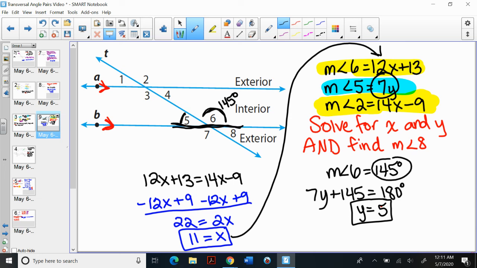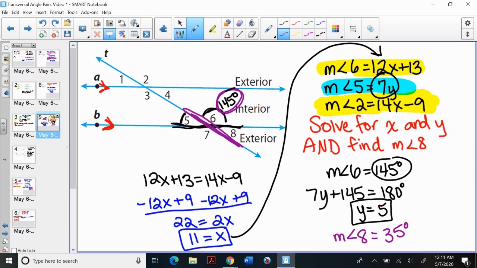So I have x and I have y. Now, I do know already that the measurement of angle 6 here is 145 degrees. And if I just switch lines and I think about 6 and 8 right here being a linear pair as well, then 6 and 8 are going to add up to 180 degrees. And so that must mean that the measurement of angle 8 is what? Good. The measurement of angle 8 is 35 degrees.